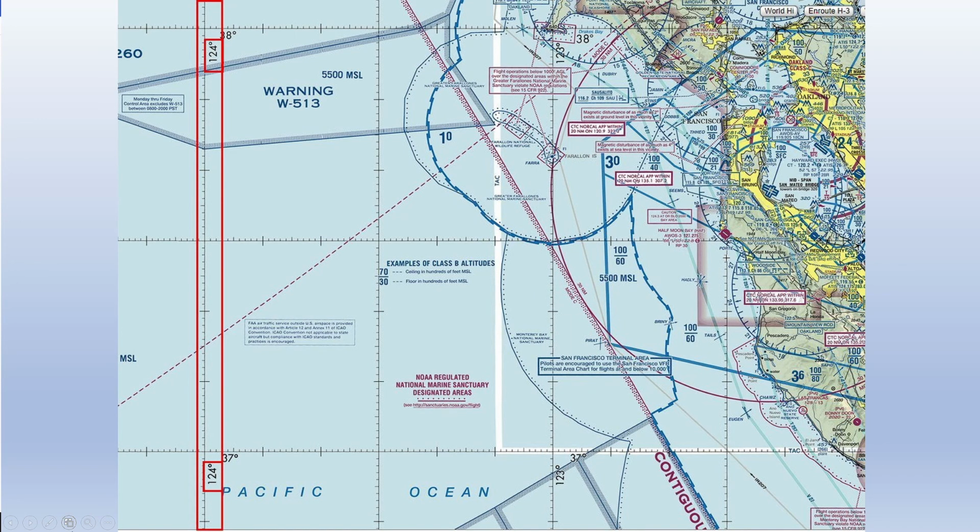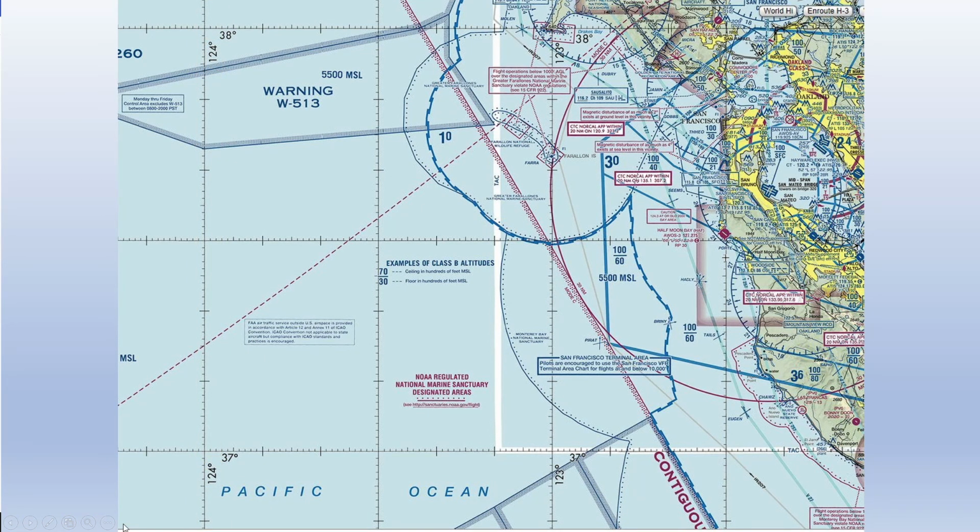As you can see on this chart, the leftmost line of longitude is 124 degrees of west longitude, or 124 degrees west of the prime meridian. Lat-long lines are subdivided into units called minutes. There are 60 minutes in a degree. A helpful shortcut for estimating distances on charts is that a minute of longitude equals 1 nautical mile.